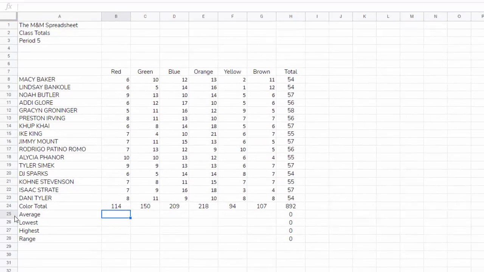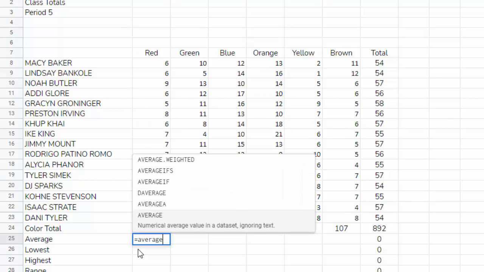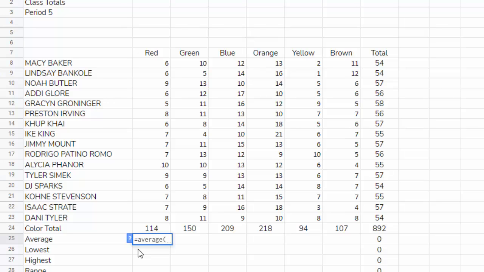Now, right here, if we find, and again, on period 5, it's on row 25, but on period 1, might be a little bit different, right? You got to find the label for average. And then we're just going to have to write this formula, folks, because I can't drag down here and say, okay, give me an average. That won't work because I've got that 114 in the way. So in this cell right next to the word average, I'm going to have to do that whole equals, A-V-E-R-A-G-E, parenthesis.